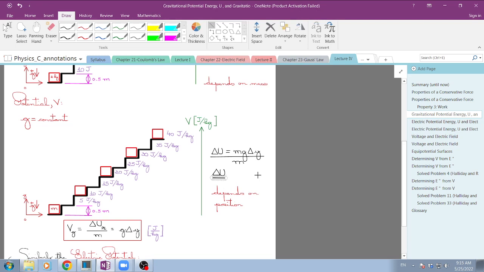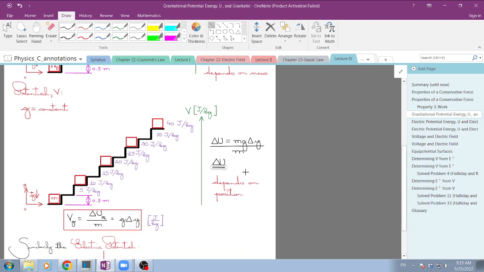That actually has no dependence on the mass anymore. I have one quantity here that's only going to depend on the space. So this is the potential. Now, for every point in space, we are allocating a certain quantity of energy per unit of mass.